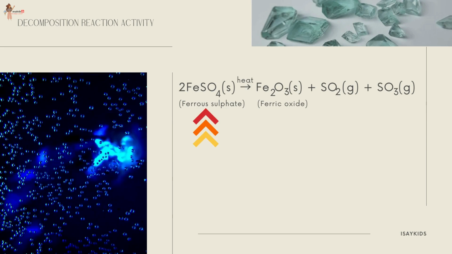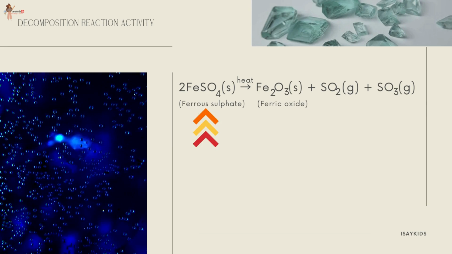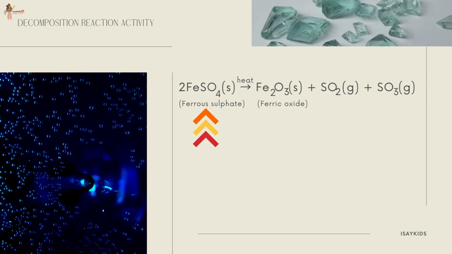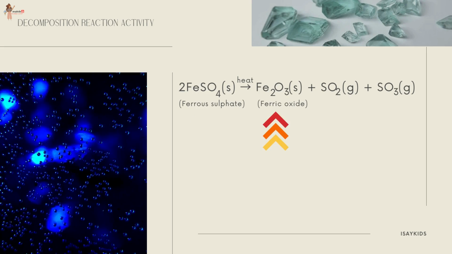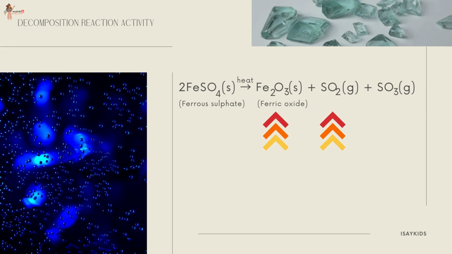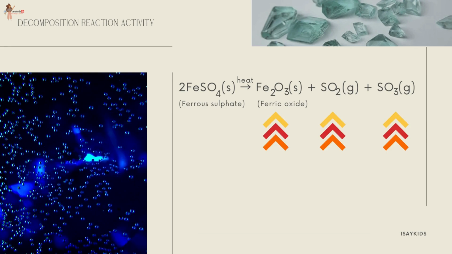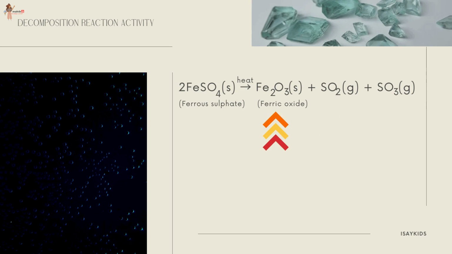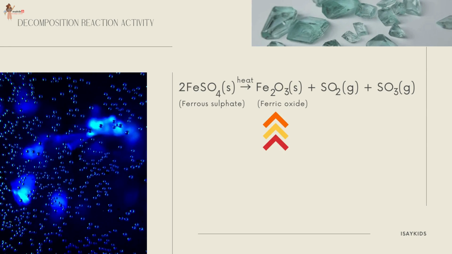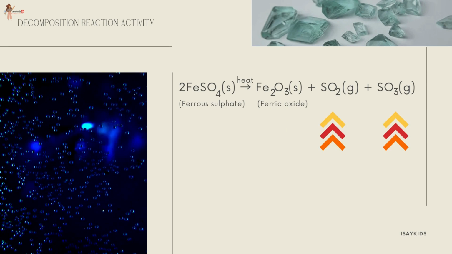Ferrous sulfate crystals, which is FeSO4, lose water when heated and the color of the crystals changes. It then decomposes into ferric oxide, which is Fe2O3, sulfur dioxide, which is SO2, and SO3, which is sulfur trioxide. Ferric oxide is a solid, while SO2 and SO3 are gases. Let's see one more example.